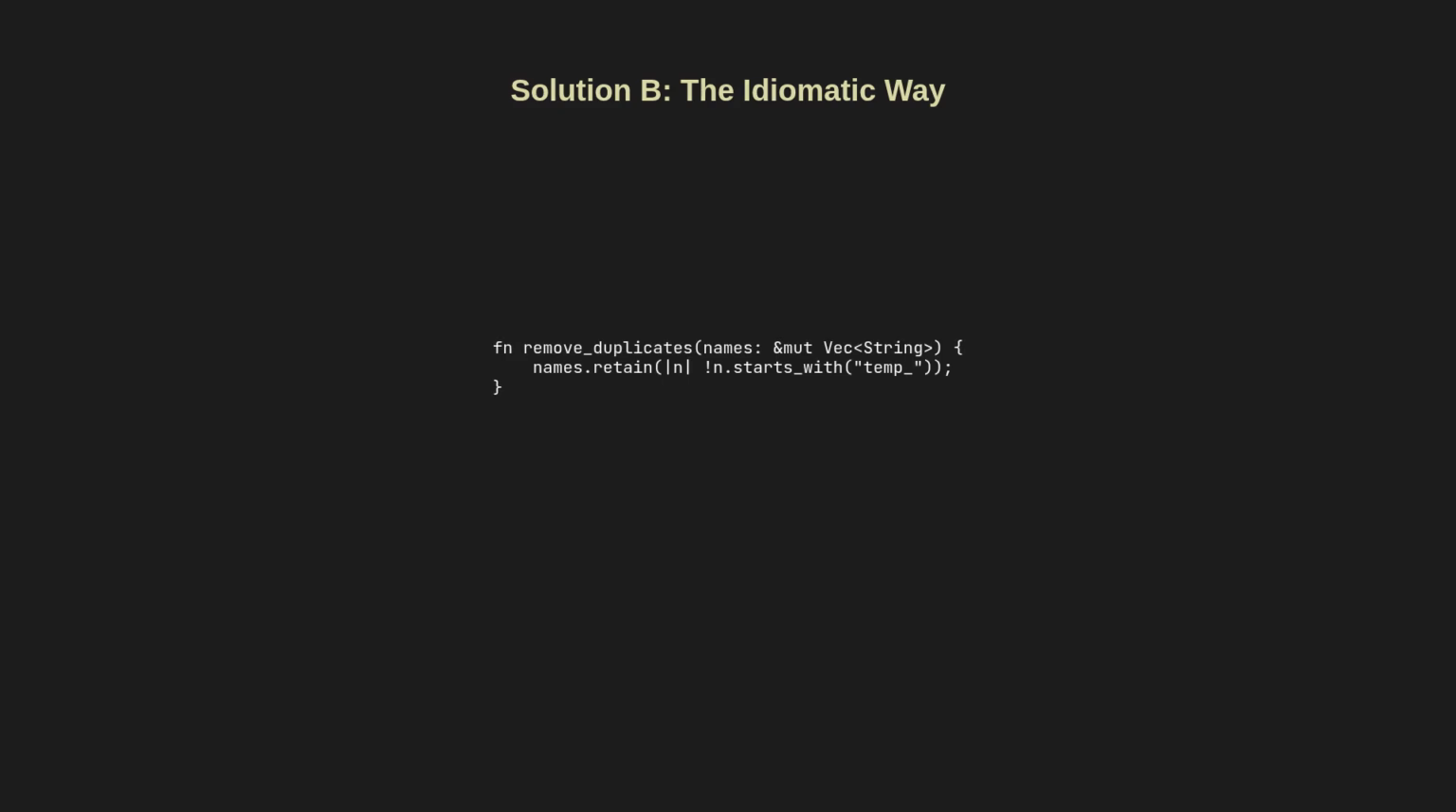But there's an even cleaner way, which is solution B, the idiomatic Rust way, where we use names.retain. One line. It takes a closure, keeps every element where the closure returns true, and removes the rest. Internally retain handles the borrowing correctly. You don't have to think about it. This is the lesson: whenever a standard library method does what you need, just use that. Methods like retain, drain, filter, and dedup were designed specifically to avoid these borrow conflicts.